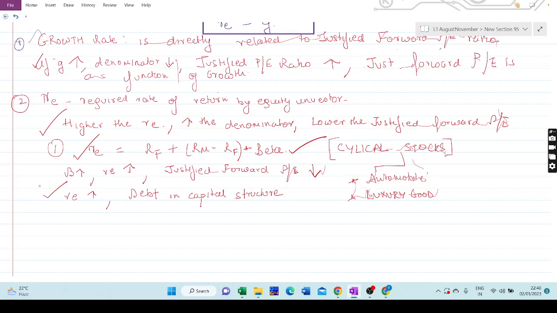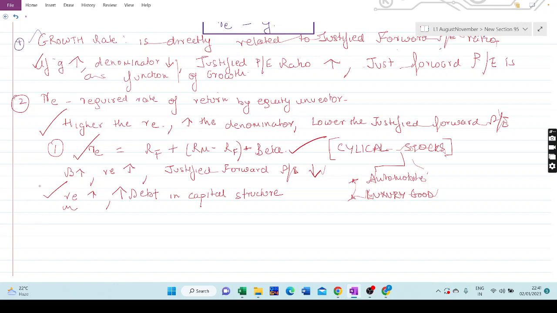So please note this down. If there's a lot of debt in the capital structure, required return by equity investors increases. Or rather, write it in this fashion: if there is a lot of debt in the capital structure, risk to equity shareholders increases and they require more return to invest in the company's equity. So required return increases.